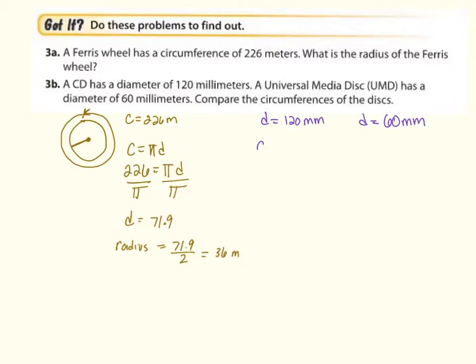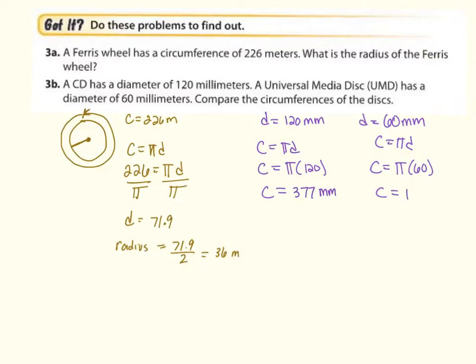Okay, so let's use our formula and substitute. This one over here. Okay, use your calculator and figure out what C is. Let's go ahead and round to the nearest tenth. With the 120 millimeter CD, you should have gotten about 377 millimeters as the circumference. With the 60 millimeter, you should have gotten about 188.5 as the circumference.